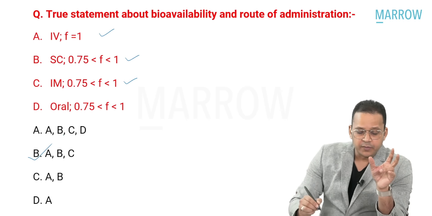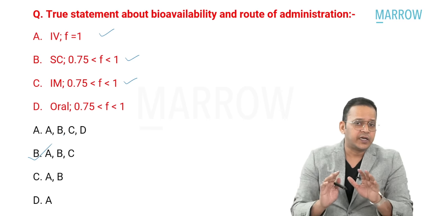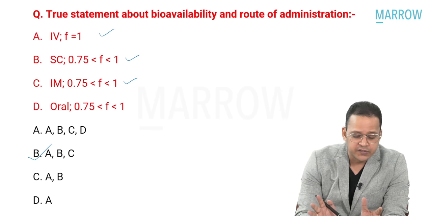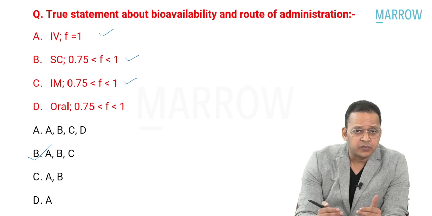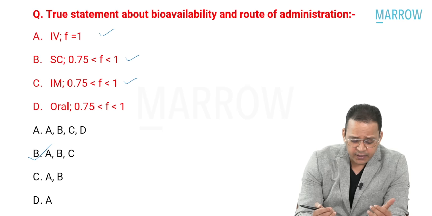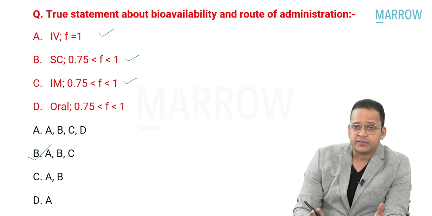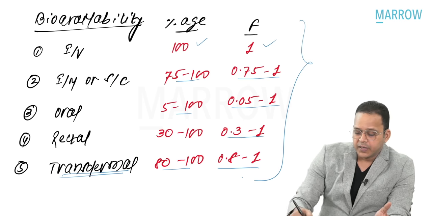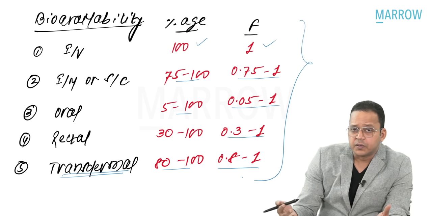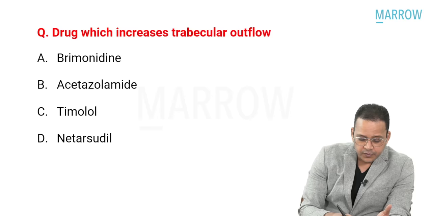ABC. So it's an MCQ which is difficult. It's not an easy one, because you know about option A. B and C is difficult one to find out. But anyways, ABC is the right answer here. If this MCQ is repeated about bioavailability, remember about the fractions of the most important routes of administration, right?